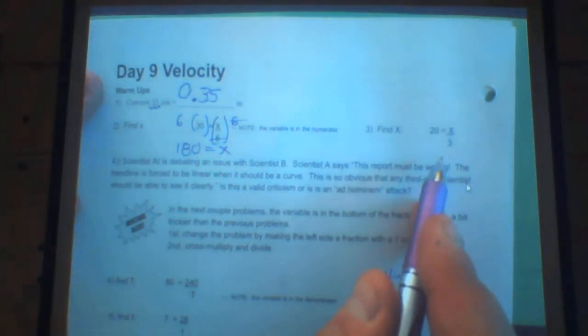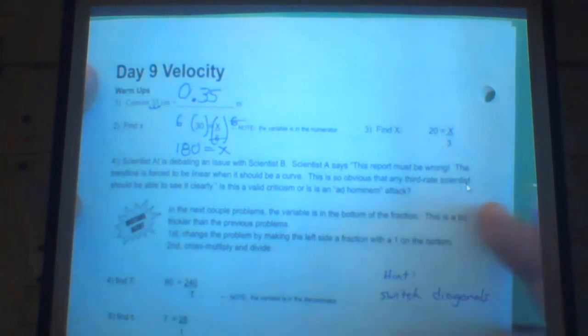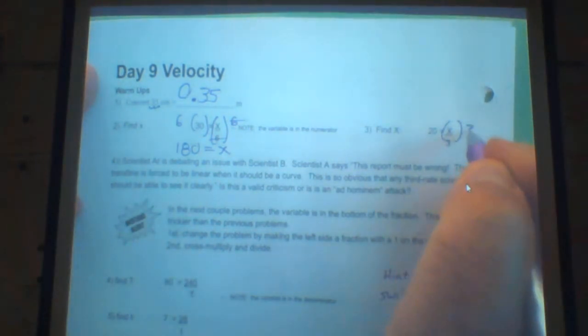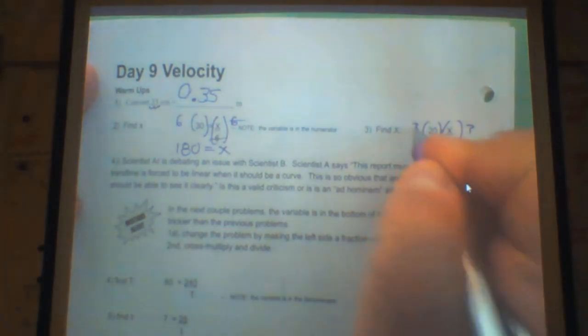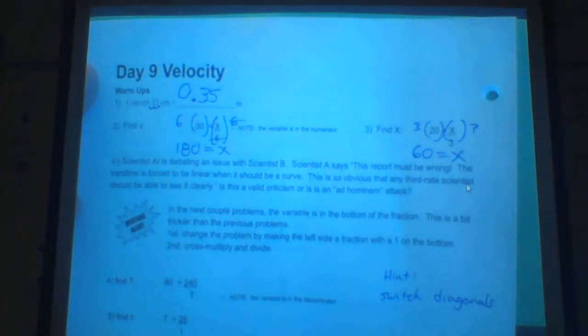Similar kind of a thing for number 3. Pause the video and try it on your own. We're going to multiply both sides by 3, so we get 60 is equal to x. Okay, those are the easy ones.